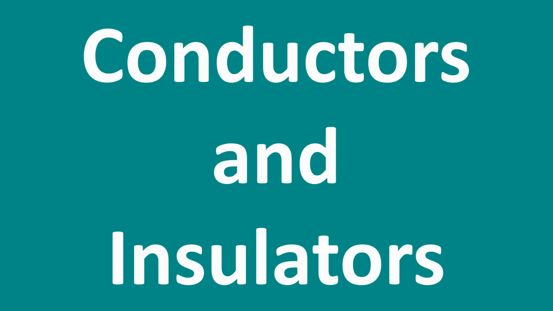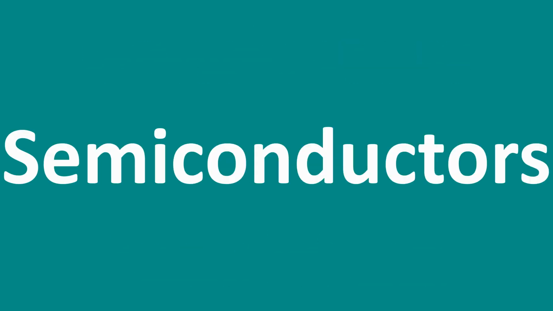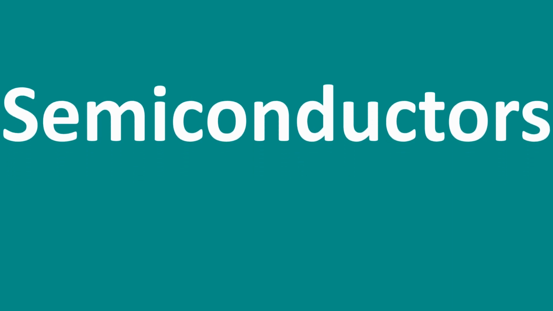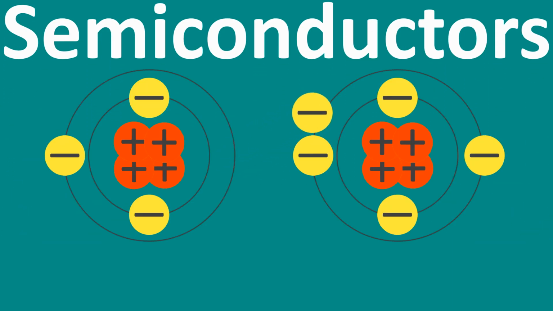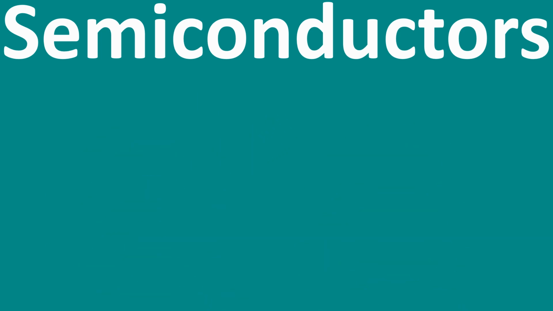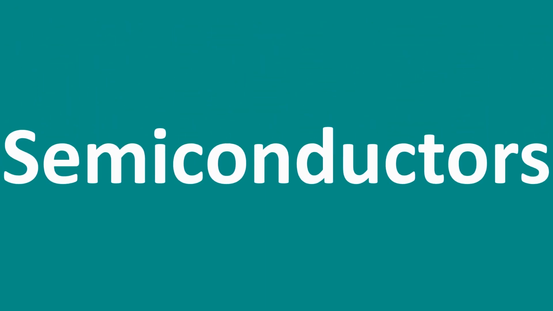So, conductors like to give up electrons, but insulators don't. There are other types of atoms called semiconductors that are in between conductors and insulators. Sometimes they like to give up their electrons, but other times they want to keep them all to themselves. So, they are neither conductors nor insulators. They're sort of a middle ground, hence the word semiconductor. Computers today use a semiconductor that goes by the name of silicon.